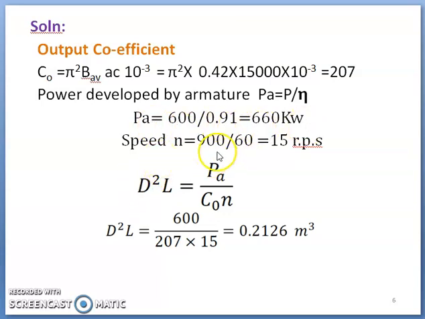Then speed is 900 rpm divided by 60, which gives speed as 15 rps. After substituting the values of C naught and n in this equation, we get the D square L product as 0.2126 cubic meter. But to separate this D square L product, again we have to consider many parameters.